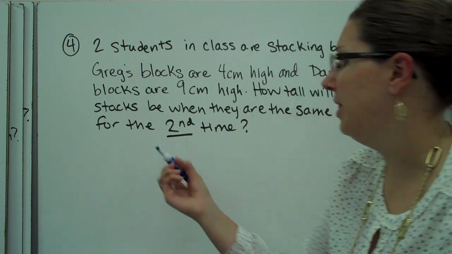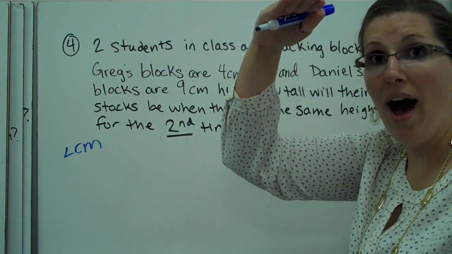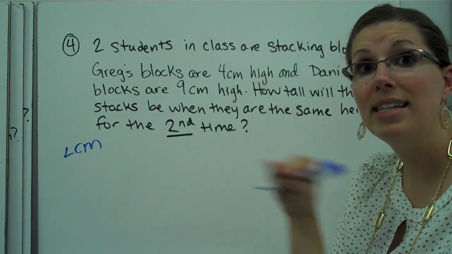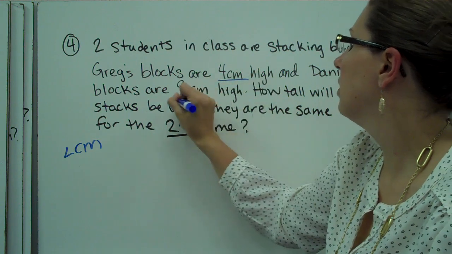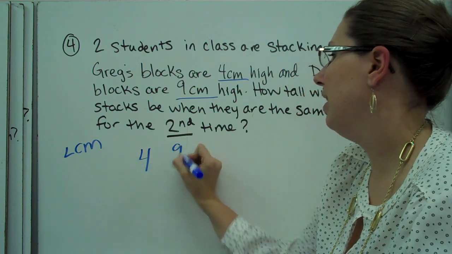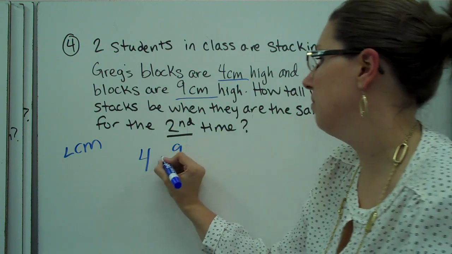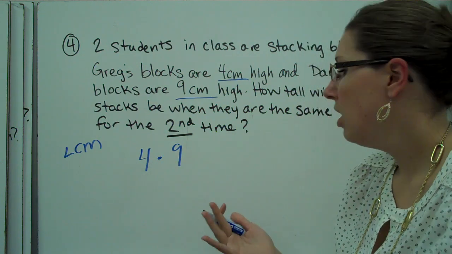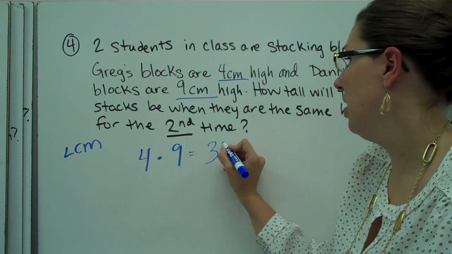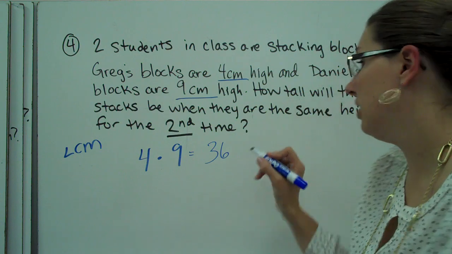Well, I'm going to find the LCM in this scenario, because if you think about it, they're stacking blocks up high. So I'm going to be counting by 4s and counting by 9s until I get to a certain height that's equal. So if I look at the numbers 4 and 9, they do not have any factors in common. So the only factor they have in common is 1. So what I can do is just multiply them together because their product will be their LCM. So 36 is the LCM. That's how high they're going to be the first time.